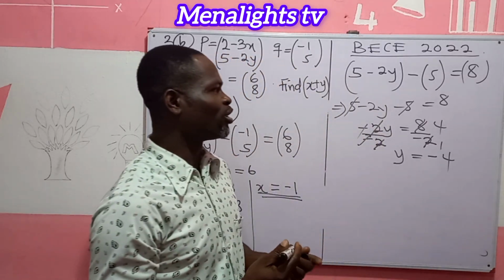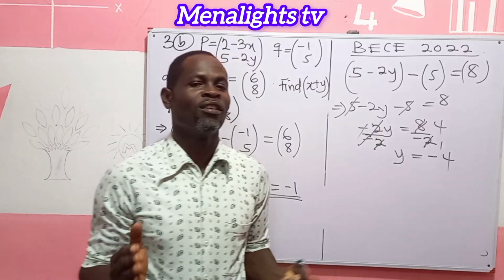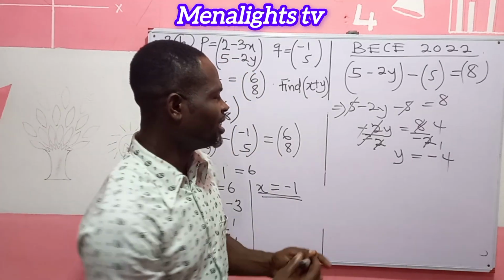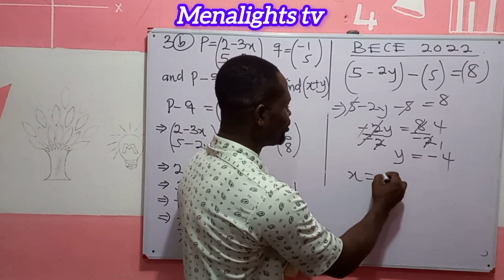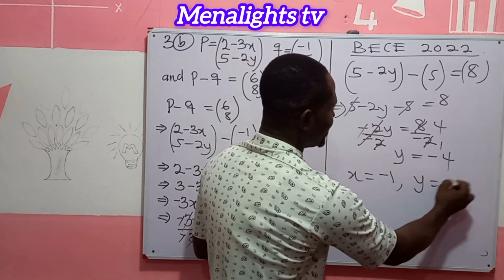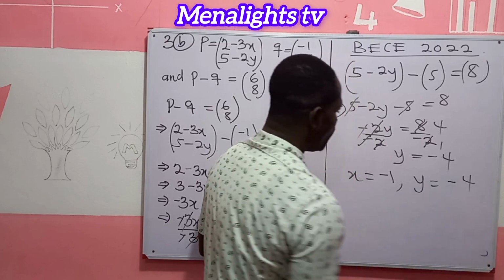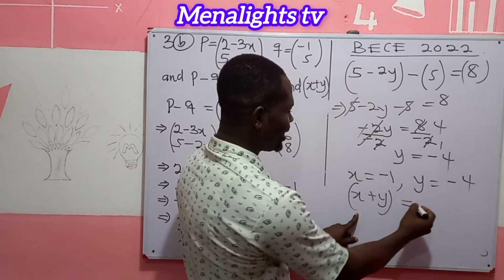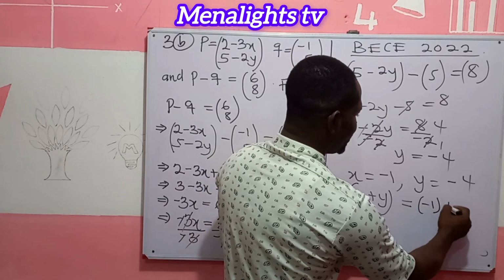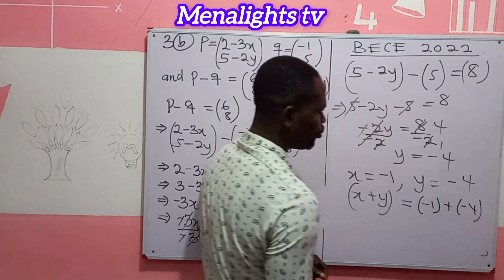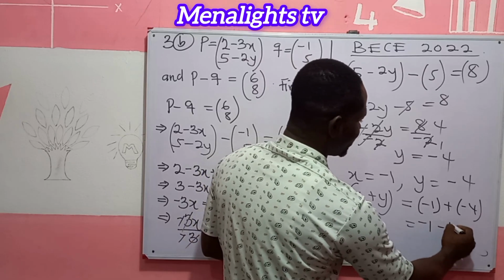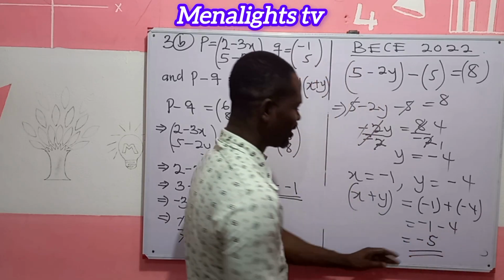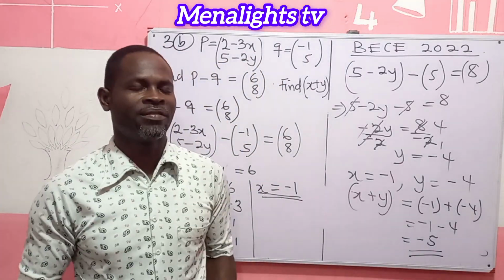So since y is equal to negative 4, we have to find the value of x plus y. We have x, which is equal to negative 1, and y, which is equal to negative 4. So x plus y is equal to minus 1 plus minus 4, which is the same as minus 1 minus 4. That will give us minus 5. So x plus y is negative 5.